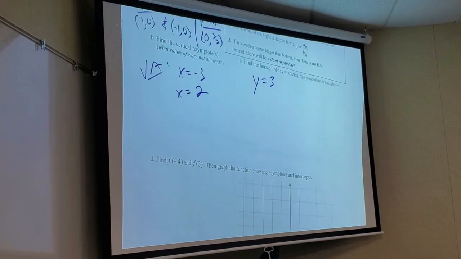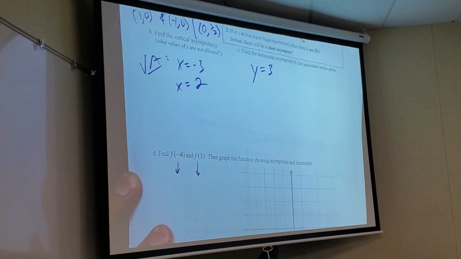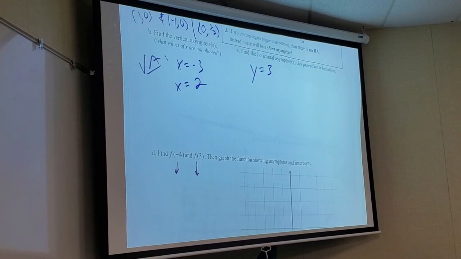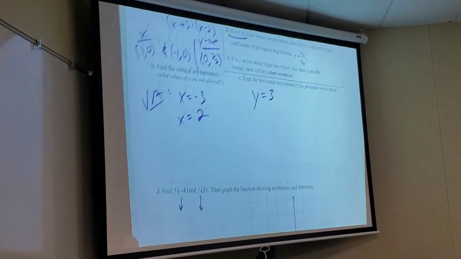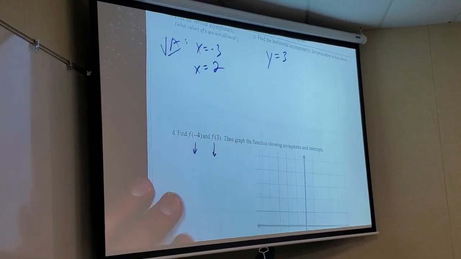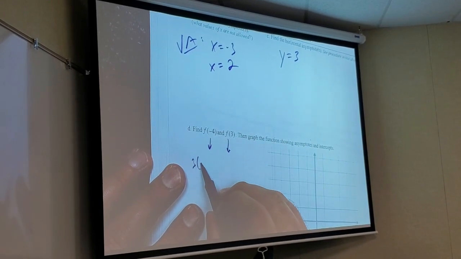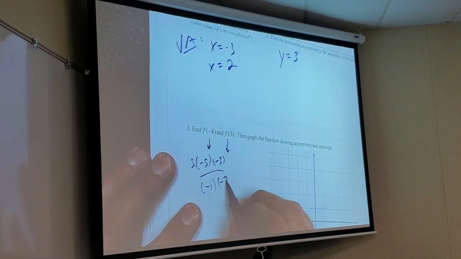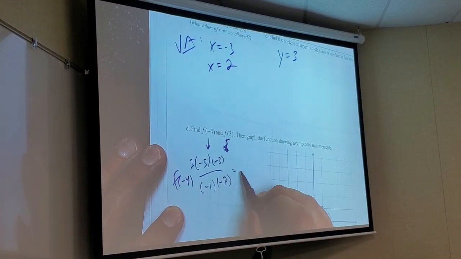Now, real quick, just take a minute and figure out what those two are. I might be kind of nice to you and tell you what to use. Just find the f of negative 4.